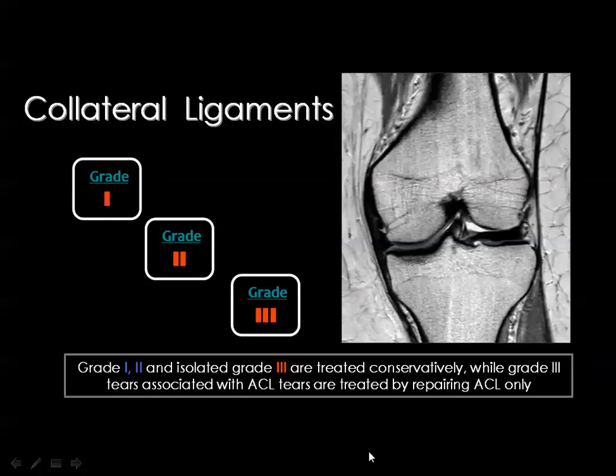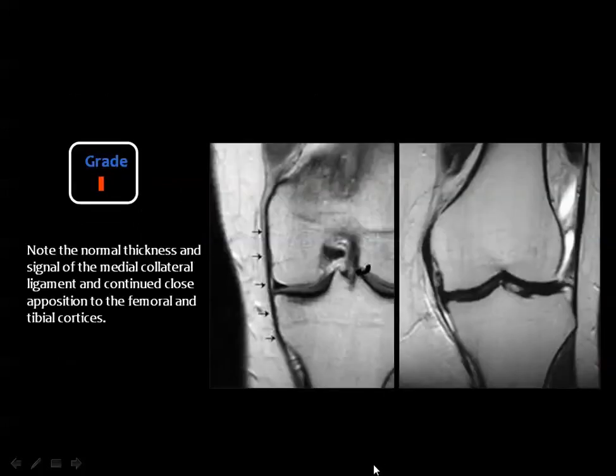Finally, we came to the collateral ligaments, and you know that we have the medial and lateral collateral ligaments, and we have 3 grades of injury: grade 1, grade 2, and grade 3. In order to diagnose these grades of injuries, you should know that the medial collateral ligament is long and is intimately related to the femoral and the tibial condyle.